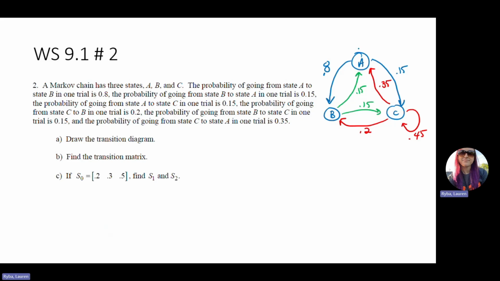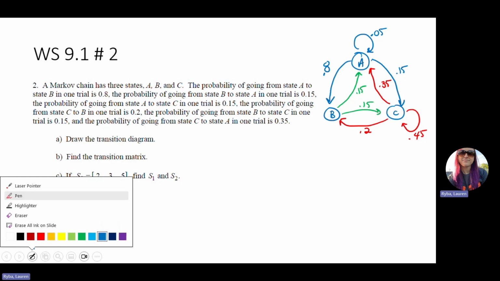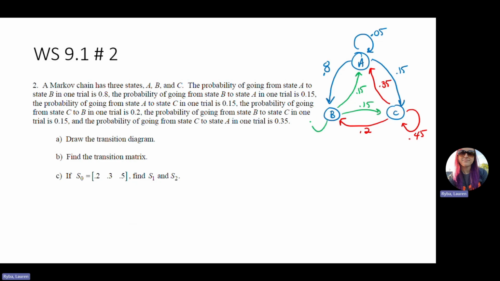So now if I go to A, those were my blue arrows here. I've done 0.8 and 0.15. That's going to give me 0.95. So I'm short 0.05. So 0.05 or 5% are going to stay within A. And then B, 15 and 15 makes 30. So we've got 70 remaining. 70 stay within B.